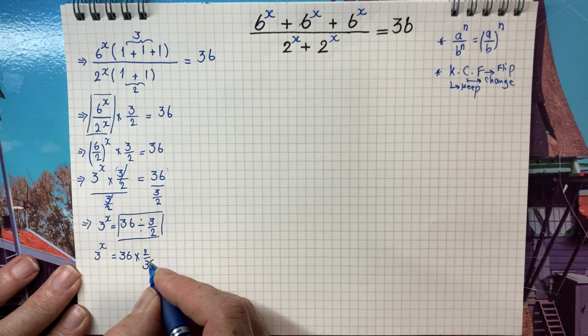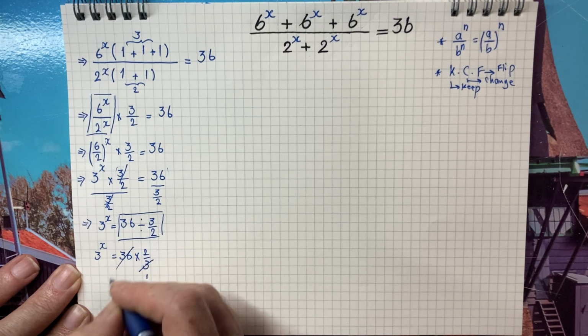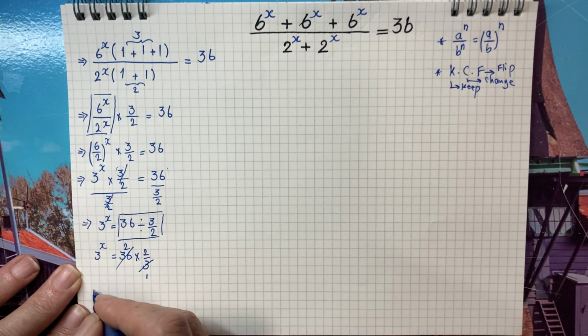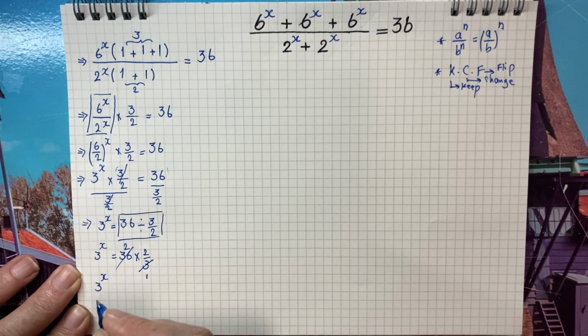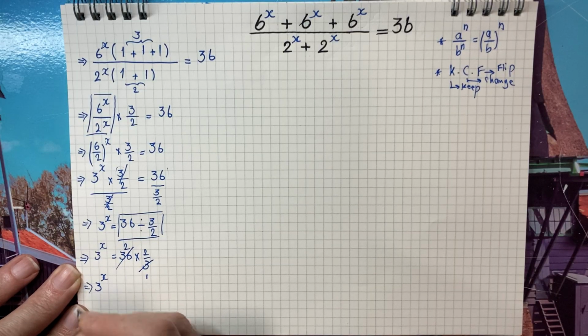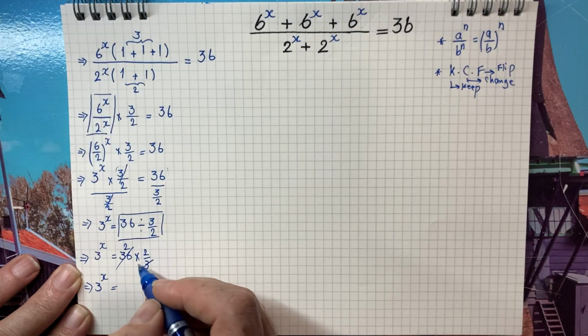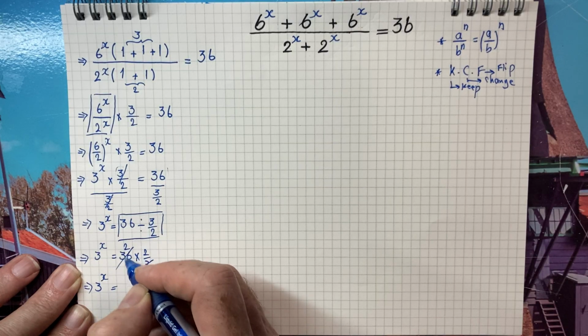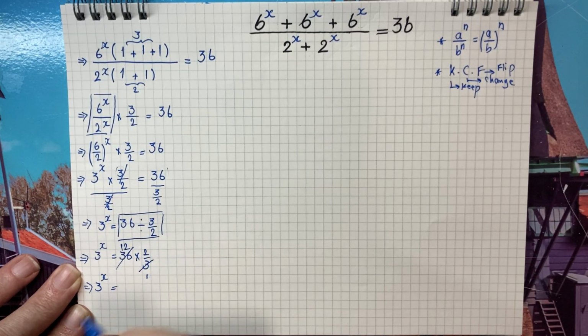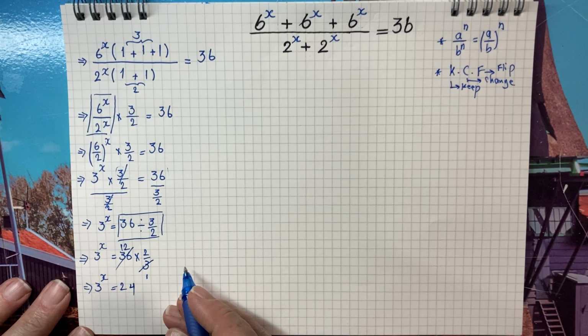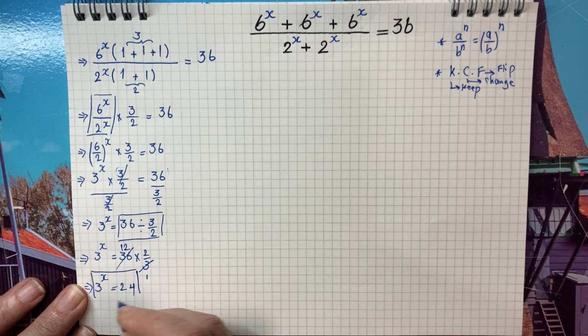This 3 divided by 3 is 1, 36 divided by 3 is 12, so 3 raised to the power of x is going to be 12 times 2, or 24. Until here, good job. We did it well. So what do we have here? 3 raised to the power of x equals 24.